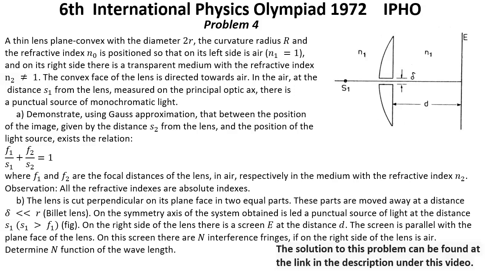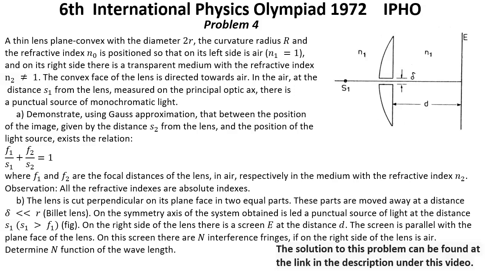IPHO. Problem number 4. A thin plane-convex lens with diameter 2r and curvature radius R, and refractive index n0, is positioned so that on its left side is n1 equal 1, and on its right side there is a transparent medium with the refractive index n2 not equal to 1. The convex face of the lens is directed towards the left.